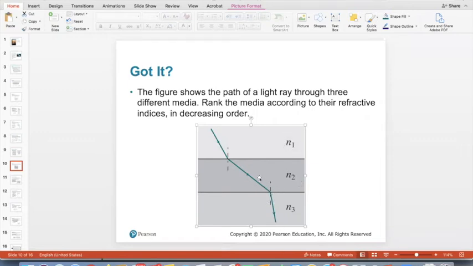Going through this interface, we got bent toward the normal. The light ray would have come straight through, but it got bent toward this normal. So that means N3 must be less than N1. Wait, let me make sure I said that right. I think you mean more than. More than, yes. N3 is bigger than N1 because we got bent toward the normal. Again, I figured that out on the fly. You don't have to memorize those facts. They are kind of interesting.